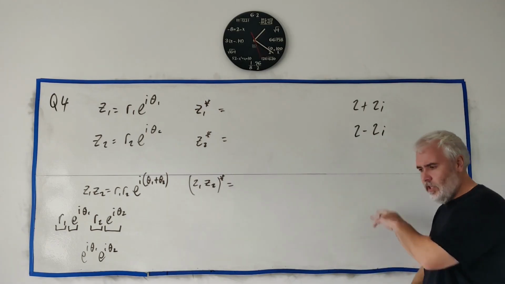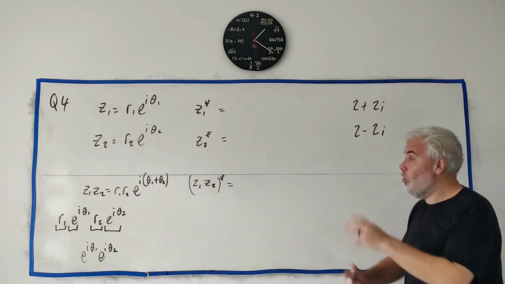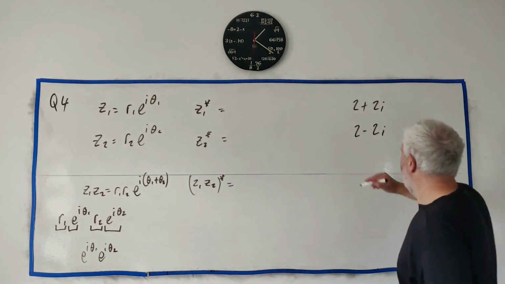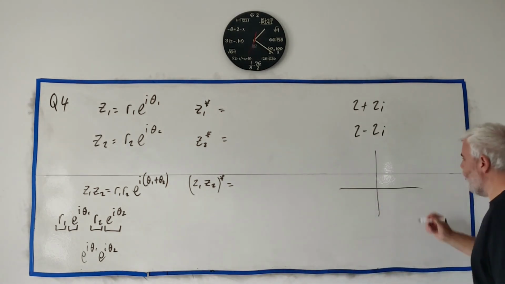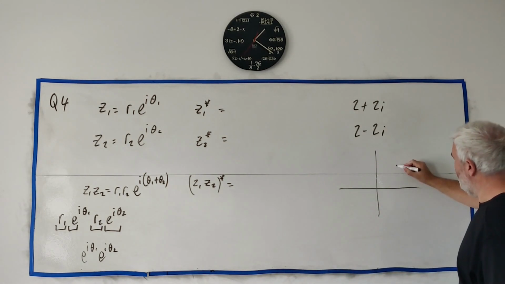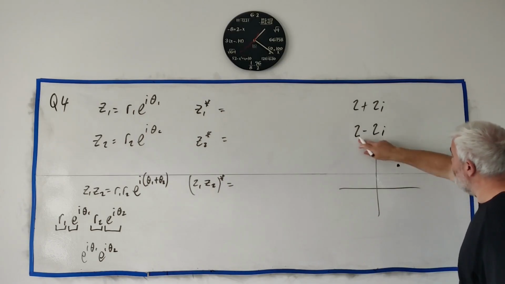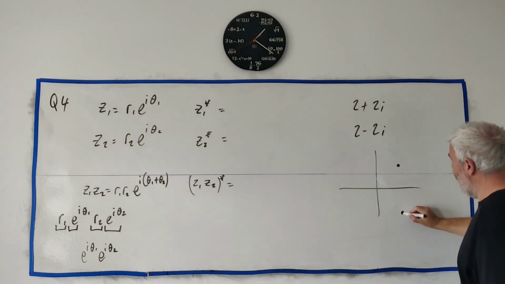Nice and easy to get the conjugate in rectangular form. It's not too much different in this form. Let me draw that actually. I think that'll help. 2 plus 2i comes over 2, up 2. 2 minus 2i comes over 2, down 2.